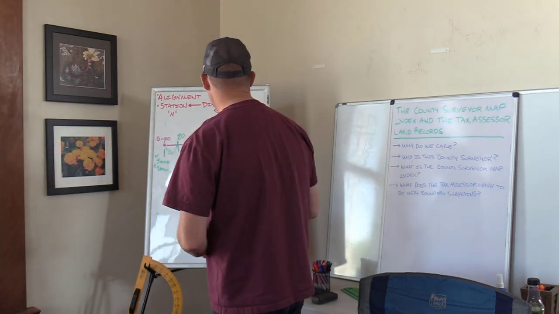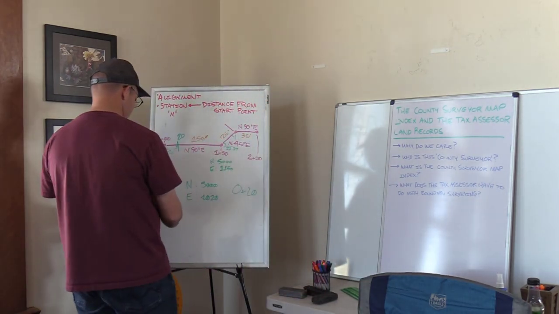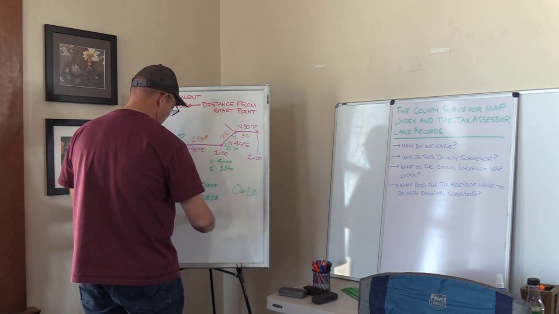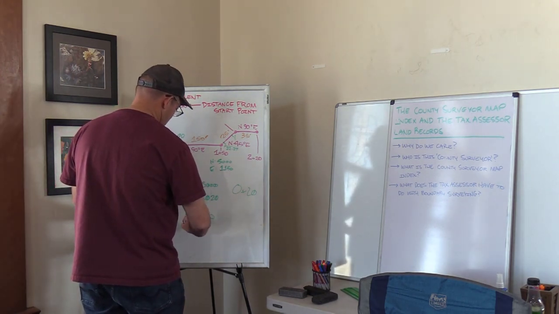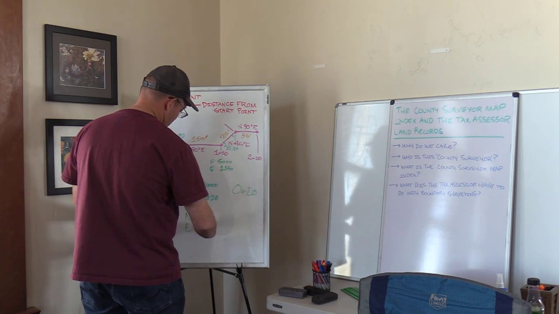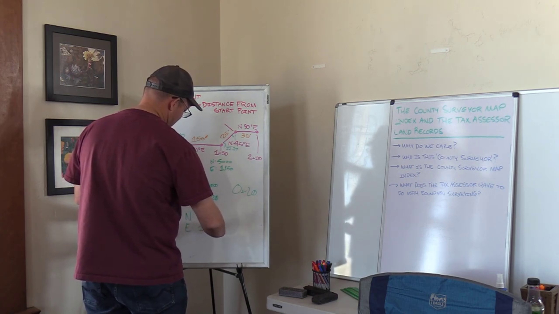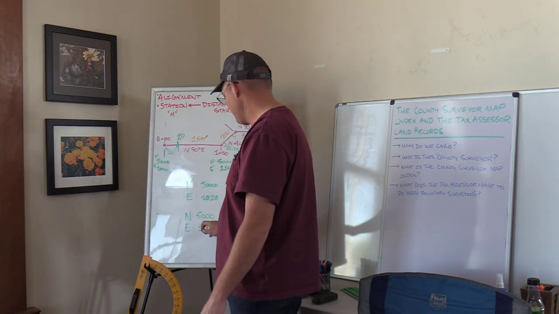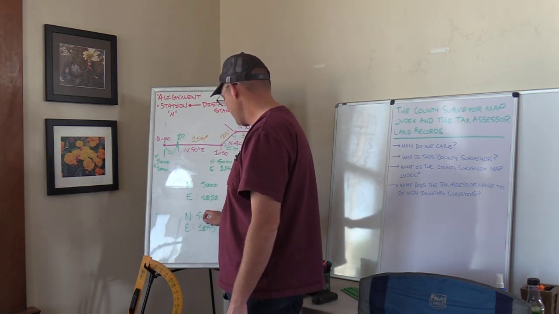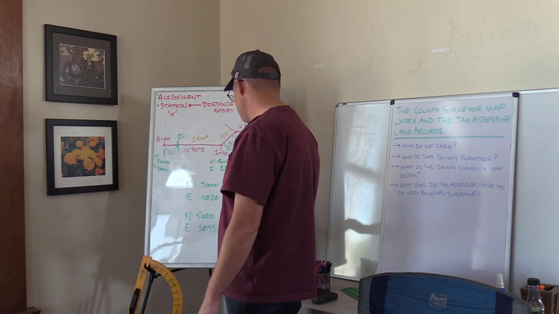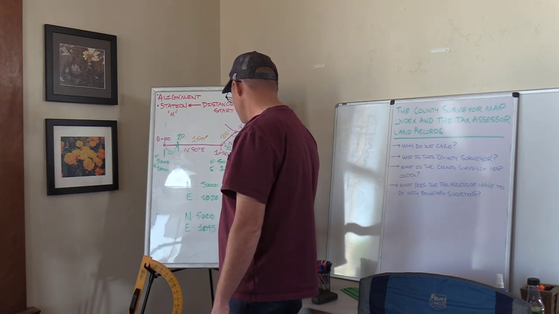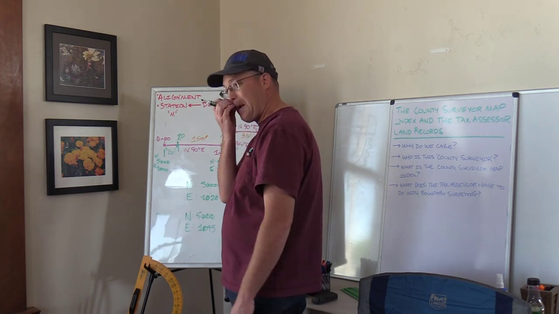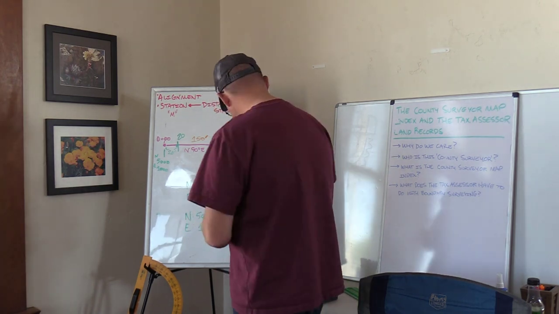Okay, let's do one more. My northing is 5,000 and my easting is 1045. What's my station? 0 plus 45. Okay.